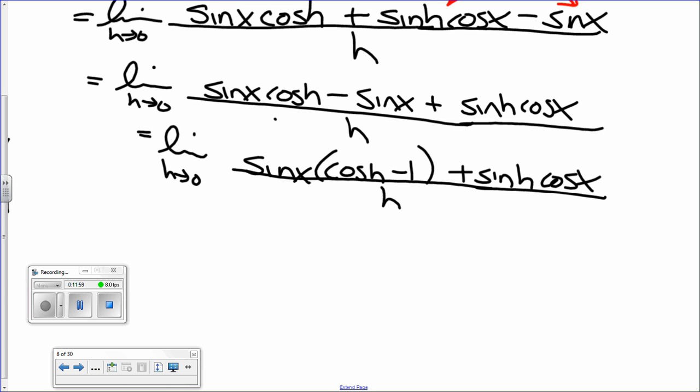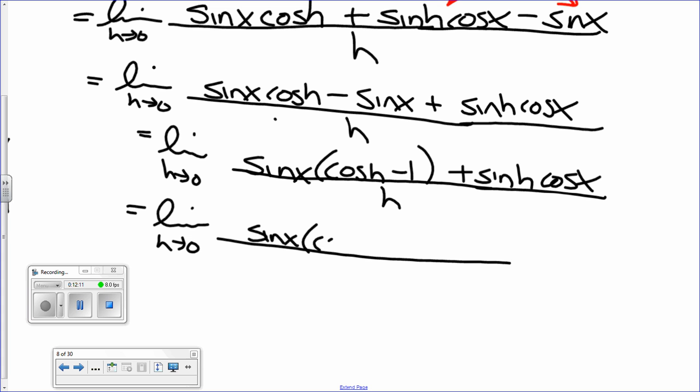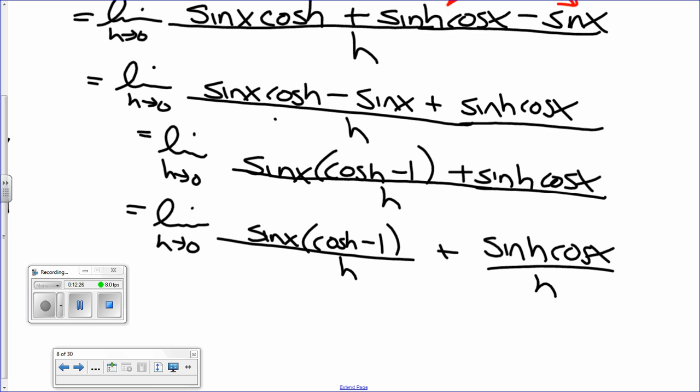Now, I'm going to break this up into two fractions. Right now, the whole thing's over h. Limit as h approaches 0. I should have condensed a little bit. So it's going to be sine x times cosine of h minus 1 over h, two fractions, plus sine h cosine x over h. I took the one fraction, you know, we could put it back together. Now we're almost there.